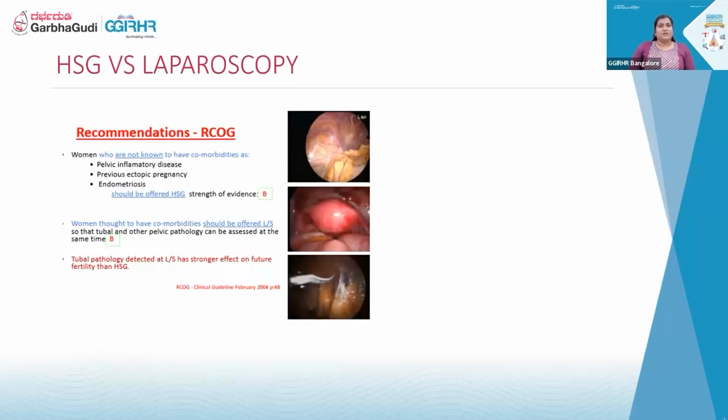That is, if the duration of infertility is less than 4 years, then we can have an option of doing HSG for such patients if she doesn't have any previous risk factors. Women who are thought to have comorbidities should be offered laparoscopy because it gives us a more holistic idea regarding her anatomy and what is wrong with the patient.